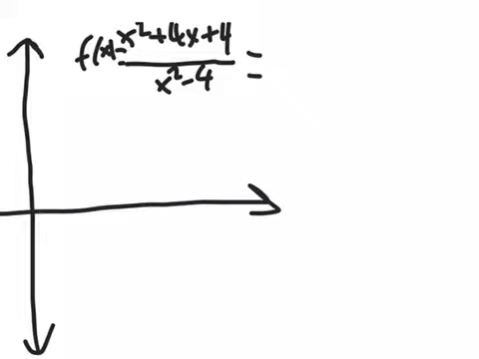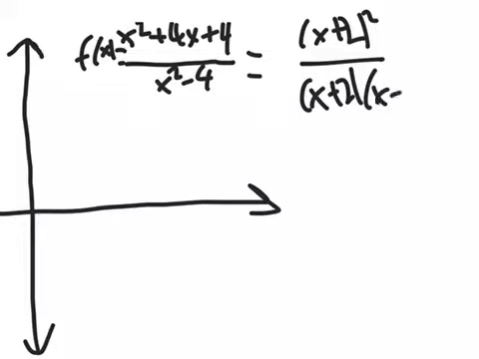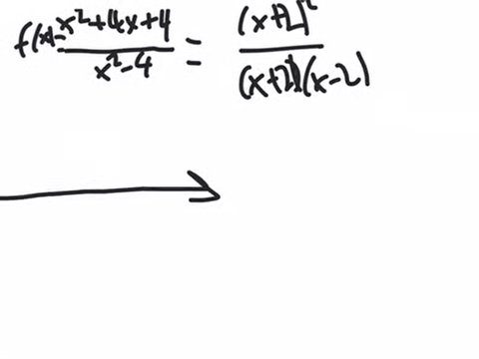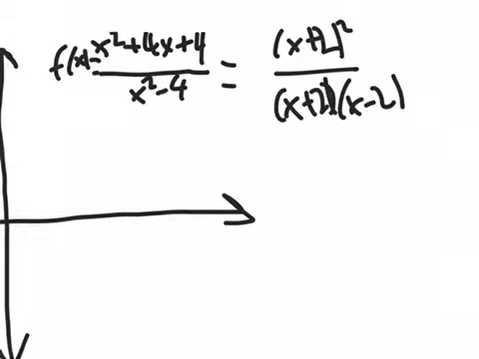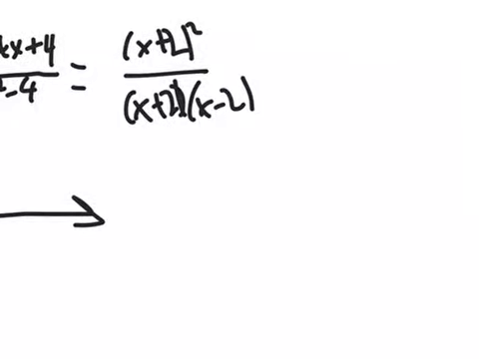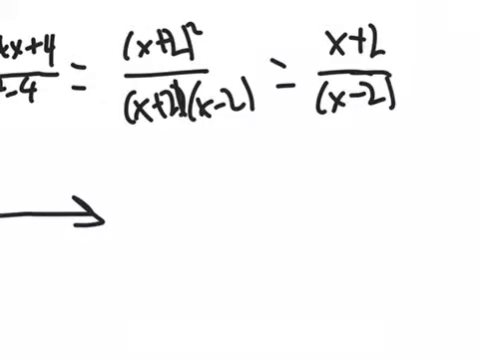So this is equivalent to x plus 2 squared over x plus 2 times x minus 2. Alright, so now I'm going to get to graphing this graph. So we want to first label some important asymptotes and holes. So we know that there is an asymptote at... Actually, this is equivalent to x plus 2 over x minus 2. So that's what our graph really is.